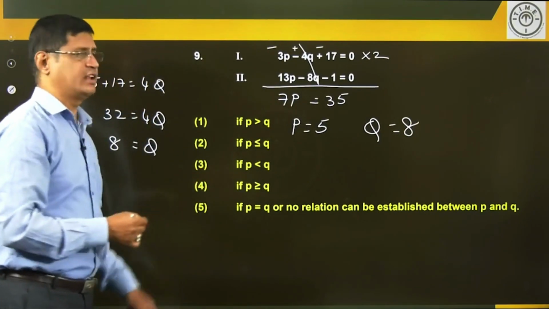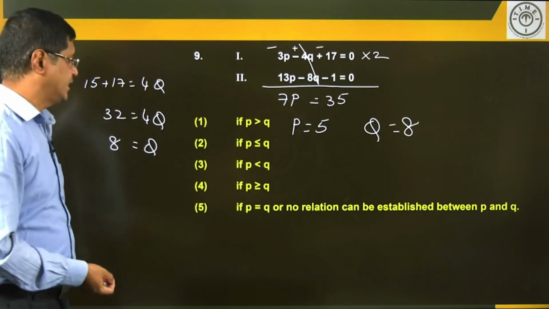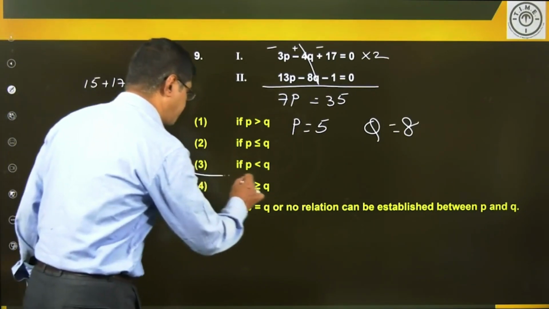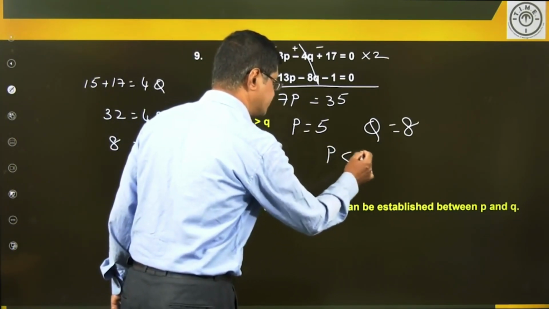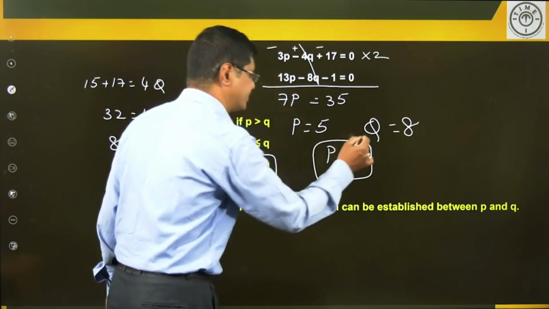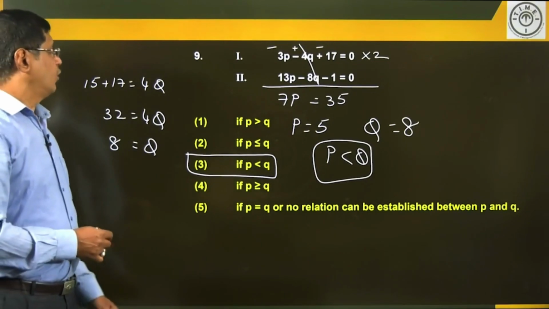Now, how are these two related? 5 is less than 8. So, P is less than Q. The right choice is option number 3. Third choice is the correct answer. Okay. Now, look at the next example.